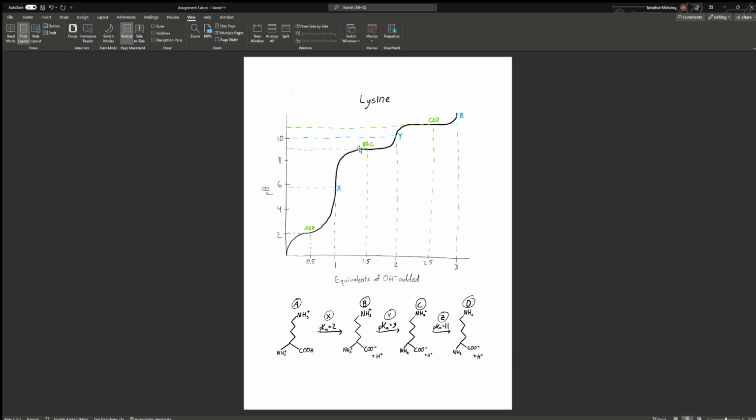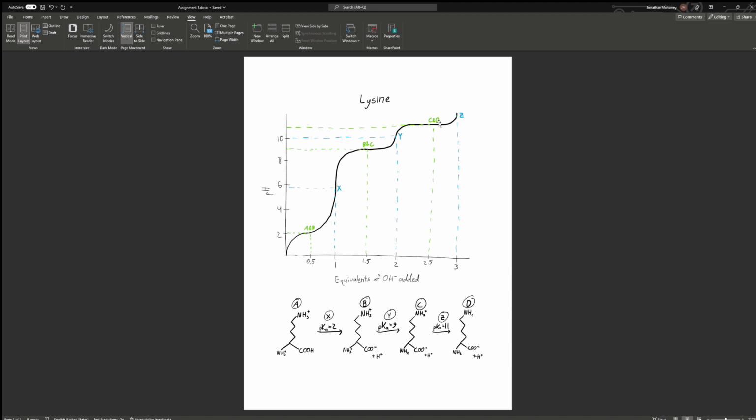And then over here at B and C, we have the second inflection point here. And then here at Y, at 2 equivalents of hydroxide, we have this next equivalence point. And then at C and D here, labeled in green, we have the third inflection point. And then here at Z, we have the third equivalence point here.